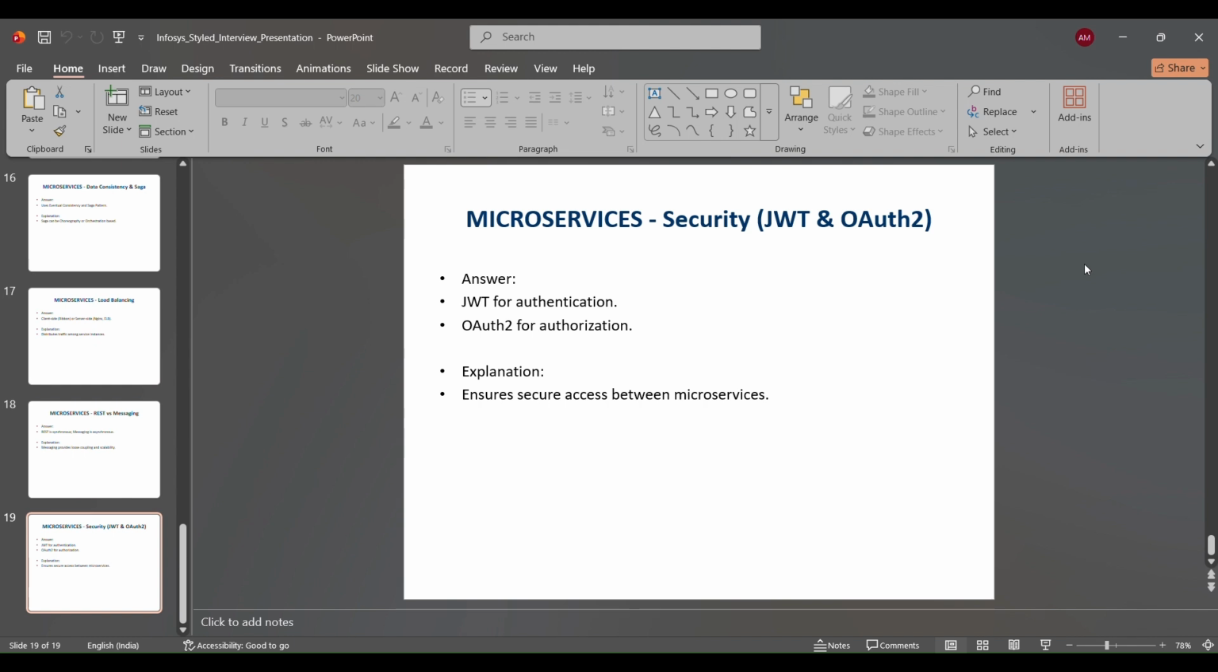What is security? We have in security JWT and OAuth2. JWT is for authentication, OAuth2 for authorization. It ensures secure access between microservices.